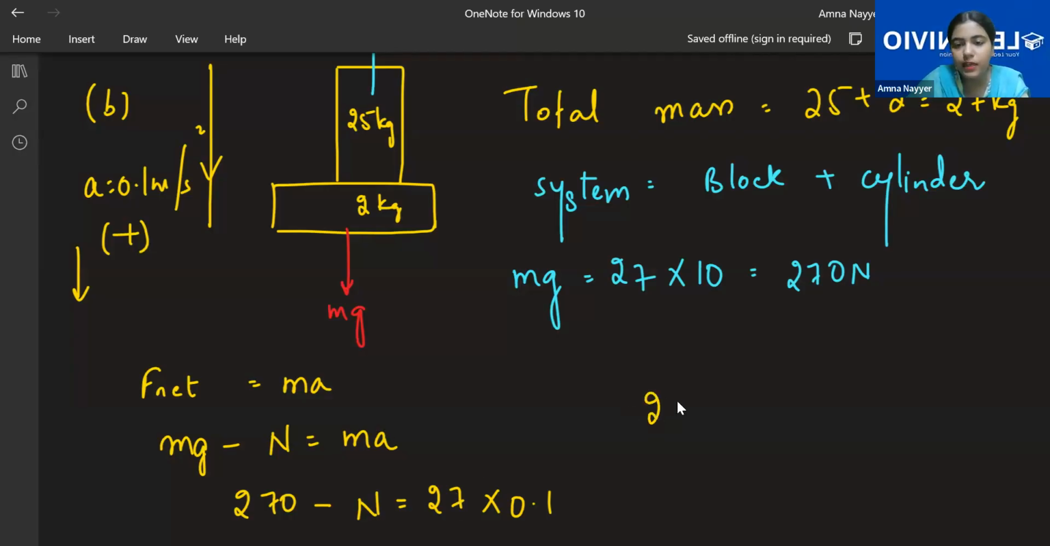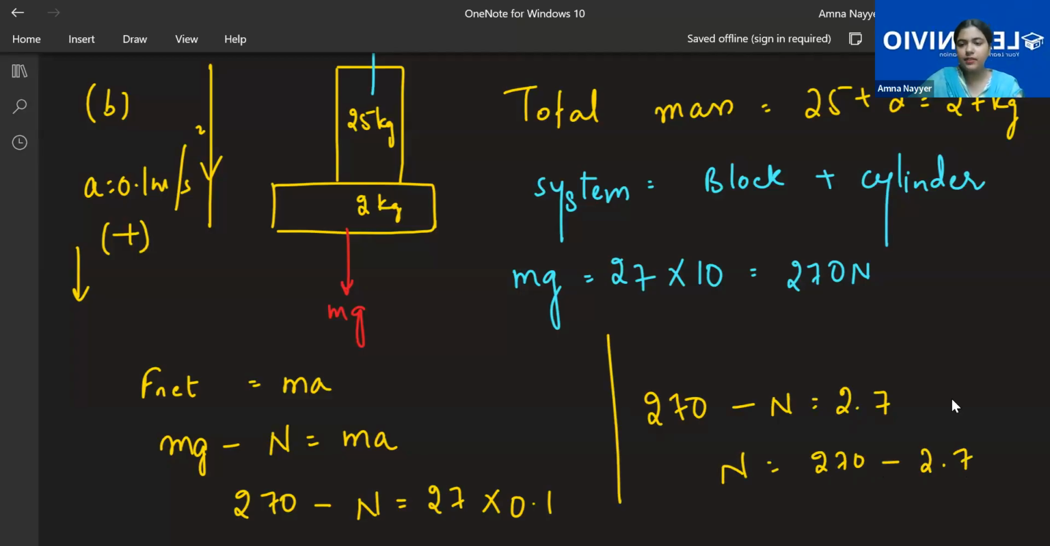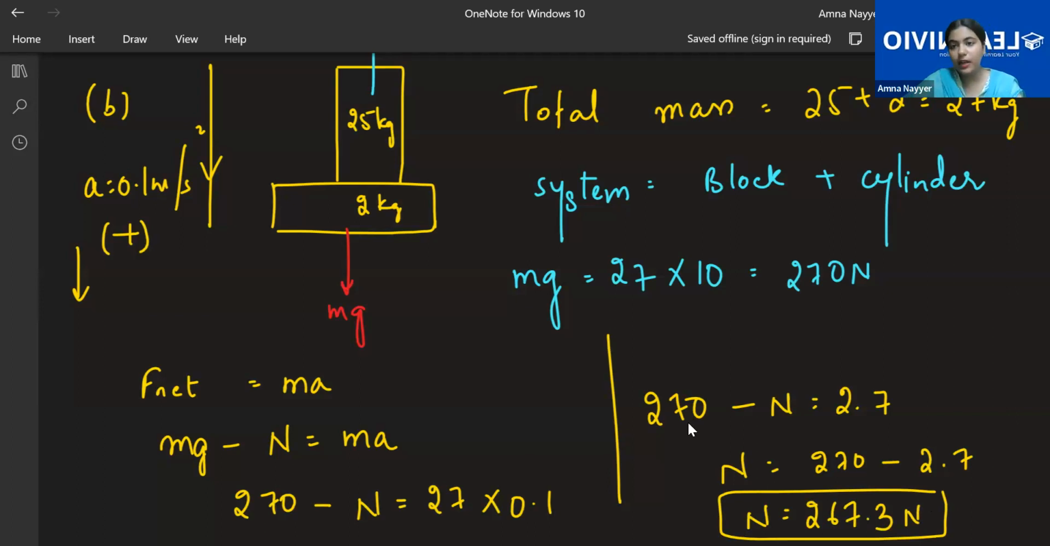So what will it be? 270 minus N is equal to 2.7. So this will be a very lesser value. This will be 270 minus 2.7, which is equal to 267.3.